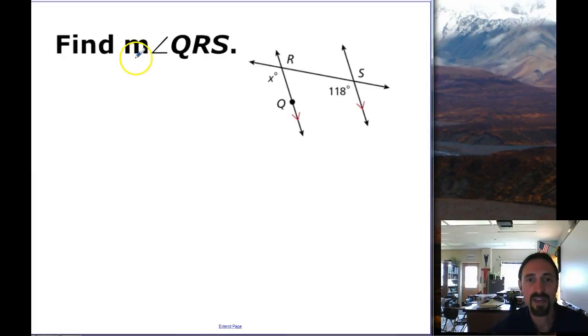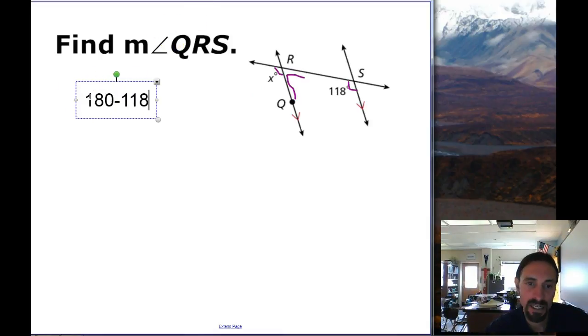Okay, find the measure of angle QRS. Let's see. Oh, wait a minute. So this angle here is congruent to this angle here. So x is 118. So if I'm trying to find this angle here, QRS, sorry for the sloppy line, that's just going to be 180 minus 118. 180 minus 118, let's see, 18 from 80 is 62, right? 62 degrees. My math look good? Yeah, that works.